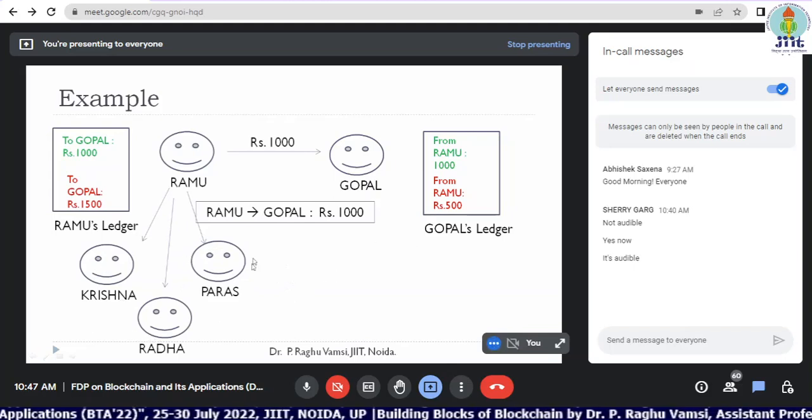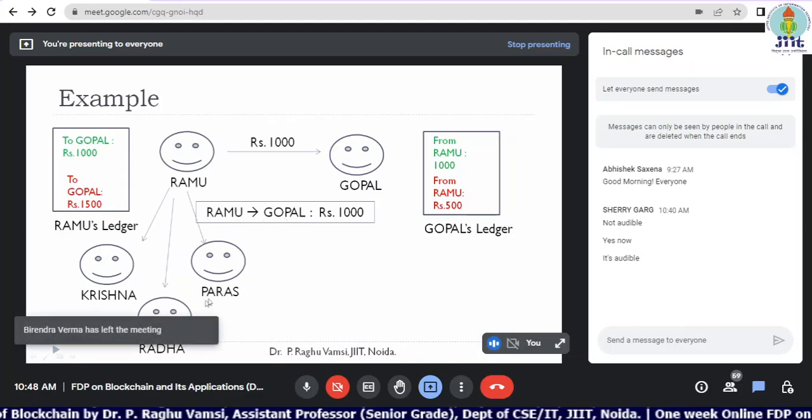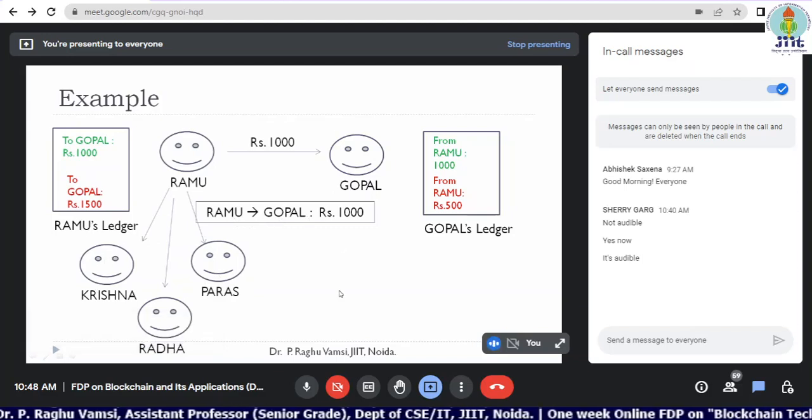So in a public blockchain, we'll call Krishna, Paras, and Radha the miners. These miners will verify whether the transaction is correct or not. If the transaction is correct, they will come to a conclusion, make this particular transaction immutable, and enter it into the ledger. So this is the way the blockchain helps us in achieving this verification.